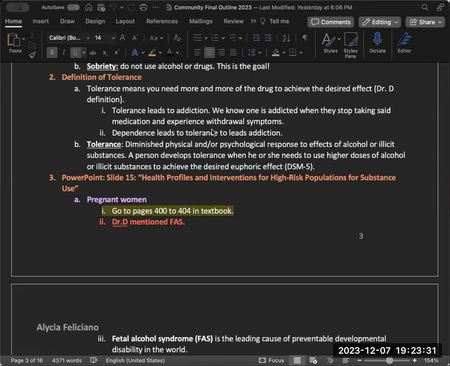Now, I just added this definition as extra. The textbook said tolerance is a diminished physical or psychological response to the effects of alcohol or illicit substances. A person develops tolerance when he or she needs to use higher doses of alcohol or illicit substances to achieve the desired euphoric effect.